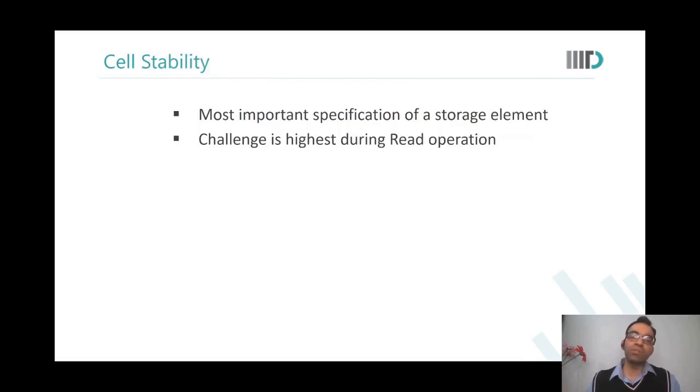Cell stability is one of the most important specifications of any storage element, whether it is a flip-flop or a latch or a memory cell. And the challenge is highest during read operation, because during read operation, you expose your latch, your storage element, to external noise. What happens is that when you start a read operation, current starts to flow like this. This was initially storing a 0, but to ensure that a current flows, this value will go from 0 to Vx, a value higher than 0. Otherwise, there would be no current flow.